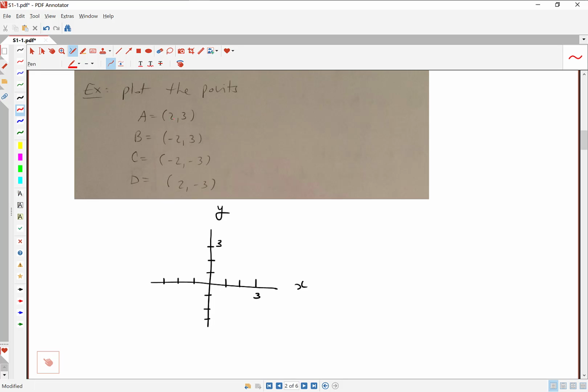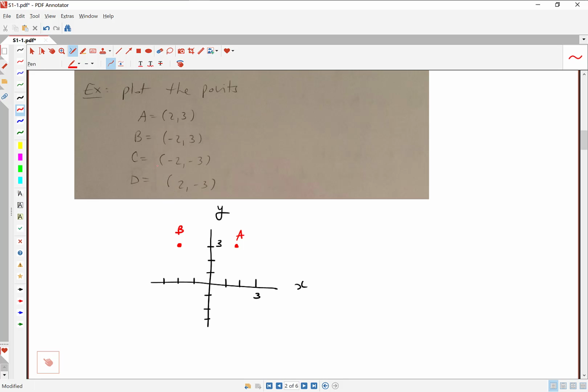So the point A is the ordered pair (2, 3). You always give the X coordinate before the Y coordinate. So we're saying X is 2, Y is 3. Point A would be there. For B, X is -2. So that's over on the left side. And the Y value is 3.